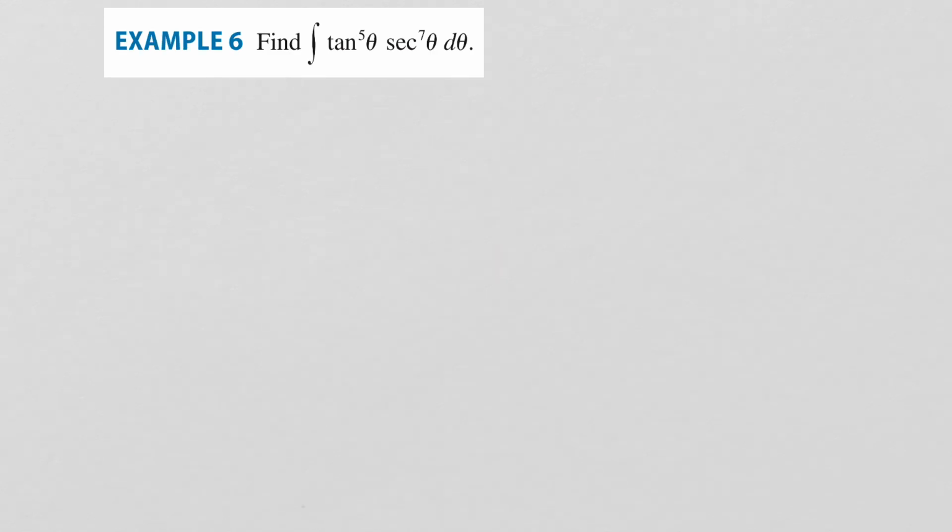In the next example, notice that we do not have an even power of secant. So if we try to use the same strategy, it's not going to work. And that is because, let me just show you here, if you pull out a secant squared from secant to the 7th, you'll have secant to the 5th power left over. The problem is you cannot use a Pythagorean identity to transform secant to the 5th because a Pythagorean identity only applies to even powers, right?